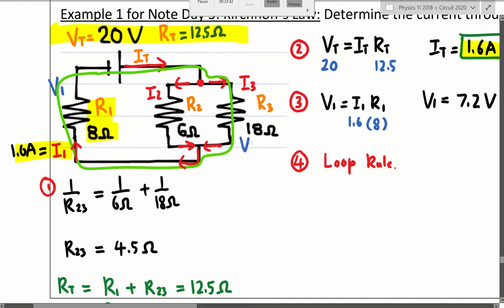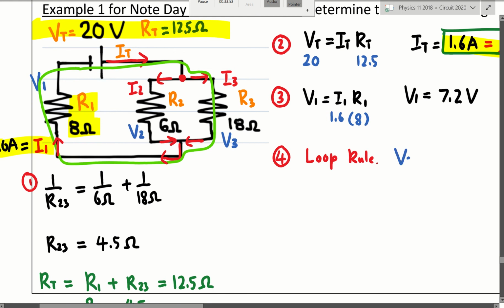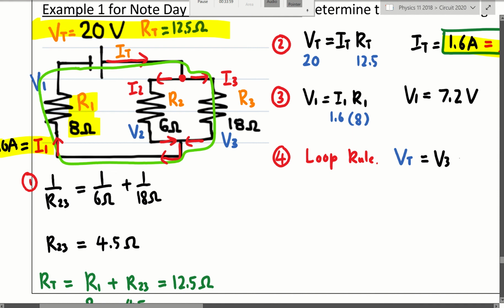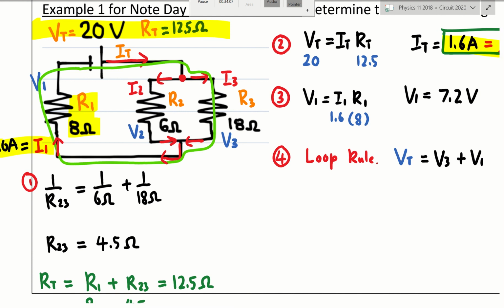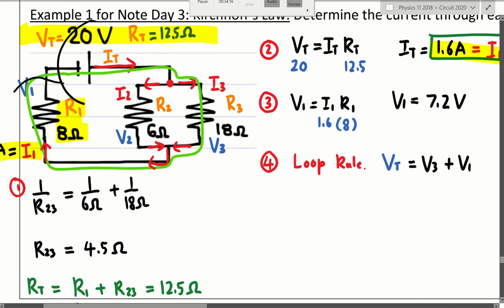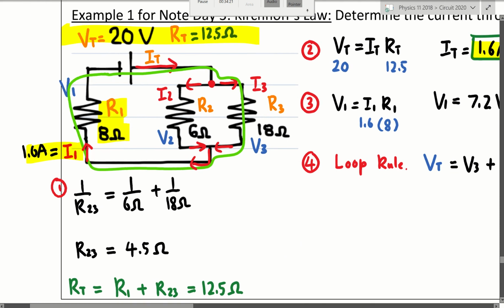okay, if I label this V3 and this V2, now that means within this green delivery route, for example, V total must equal V3 plus V1. They must be. Because the green electron, the one that goes through the green route, picks up 20 pizza at the battery. It drops 7.2 here. So the remaining pizza must be dropped over here.